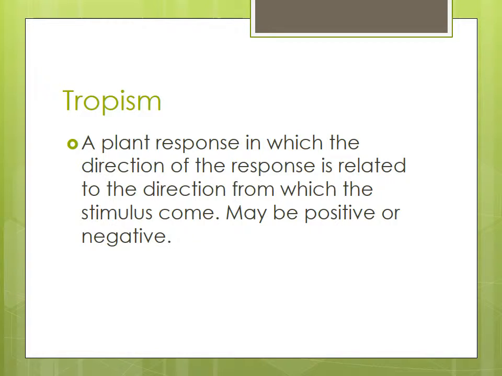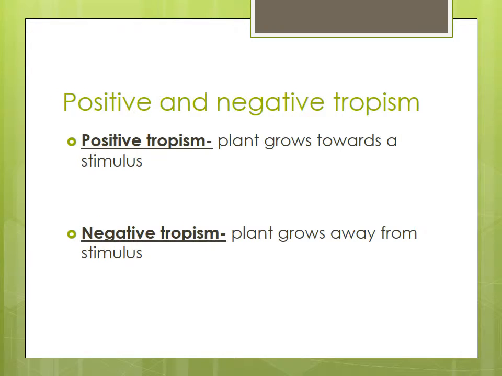So a tropism is a plant's response to an external stimulus. So it's related to the direction from which this stimulus comes, and it's either going to be positive or negative. So you're either going to have a positive tropism or a negative tropism. So the tropism is the response to the direction of a stimulus. So a positive tropism is where it grows towards the stimulus, and the negative tropism is where it grows away from the stimulus.